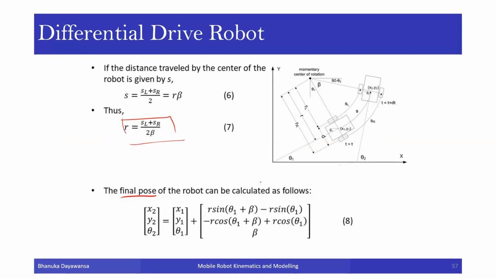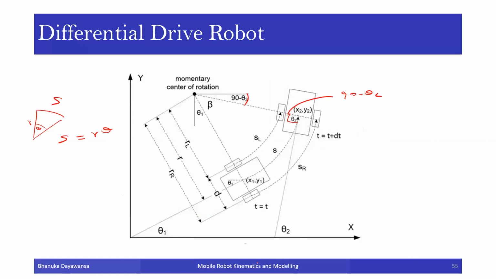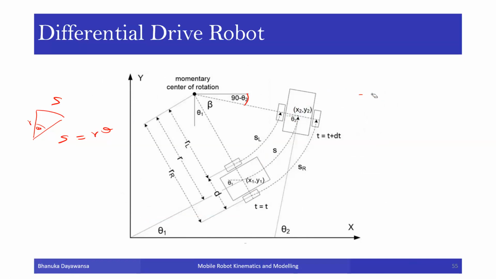So if I go to the first diagram, I can erase all this. So now I'm trying to find the current pose of this robot. So how can I do it? You can see, starting from the origin, we are here, right?